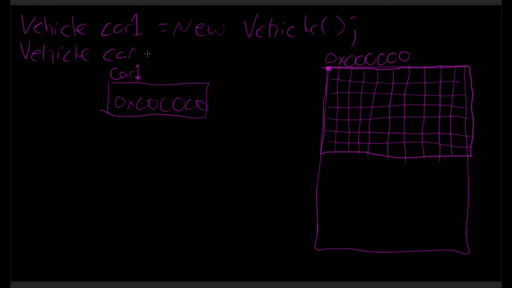So now when we come in and we say Vehicle car2 equals car1 and a semicolon. What this is going to do is create another section in memory called car2.